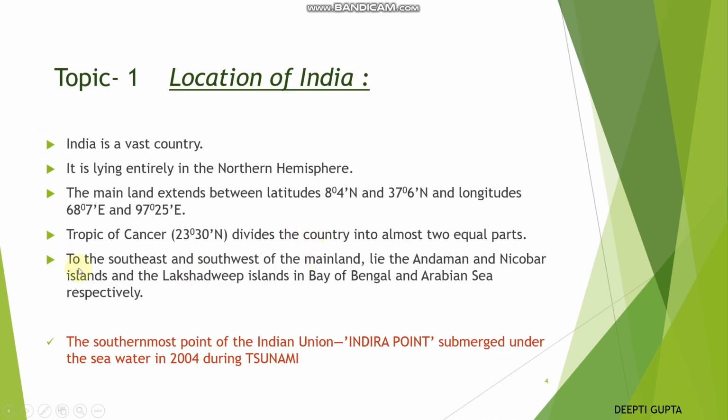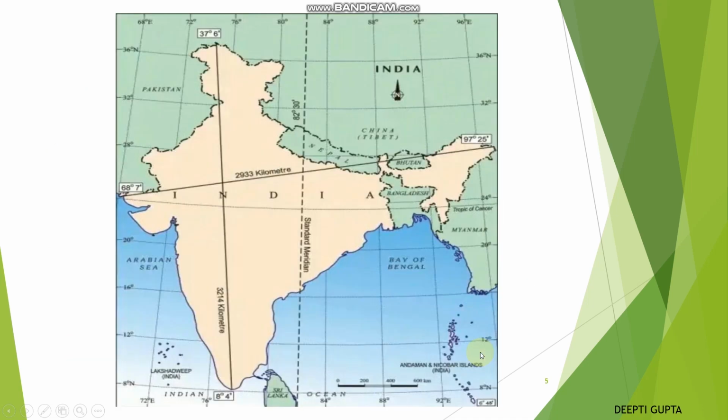Coming to the next point, to the southeast and southwest of the mainland there lie the Andaman and Nicobar Islands and the Lakshadweep Islands in the Bay of Bengal and the Arabian Sea respectively. Again, here this is the Arabian Sea and you can find Lakshadweep here. This area covers the Bay of Bengal and the island group of Andaman and Nicobar Islands.